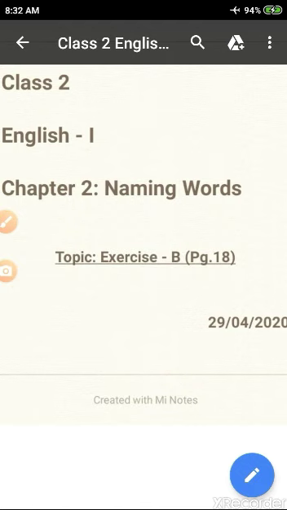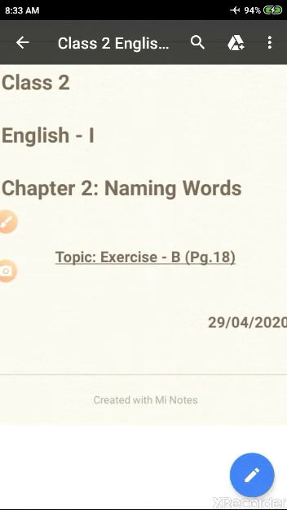Now, let's start with question number 1. I hope you have understood the instruction. You have to circle the naming words first and you have to identify what they name. Do they name people? Do they name animals? Do they name places? Do they name things? And then you have to write that same circled word in the correct columns below. Okay, let's start. Question number 1.